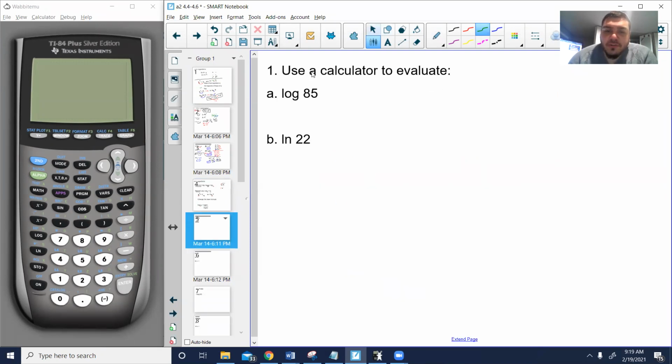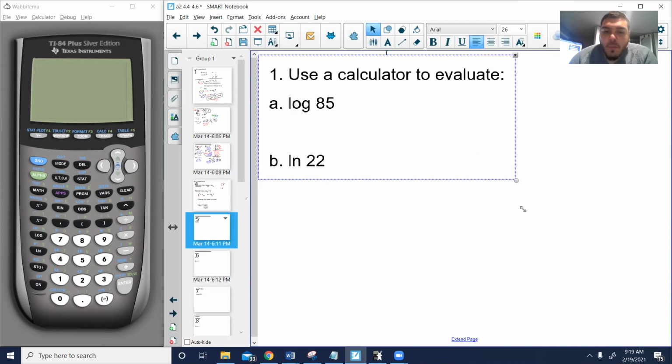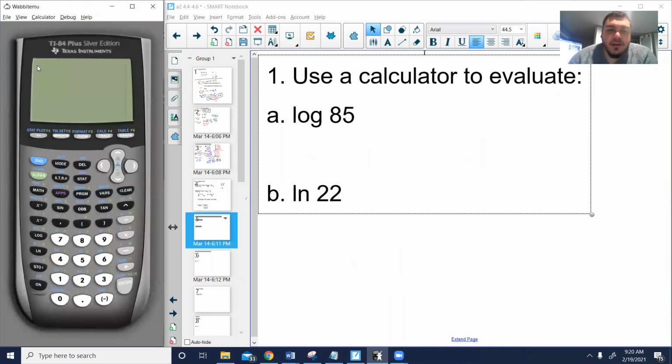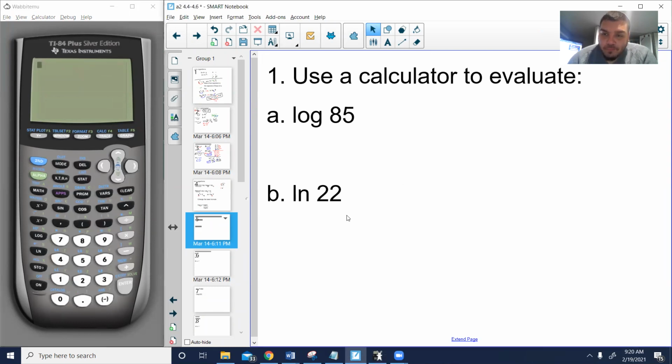Let's talk about two examples here. I have my TI-84 right here. I'll show you how to do it on the TI-84. If you have a TI-83, it should still look the same. You don't have to worry about that.